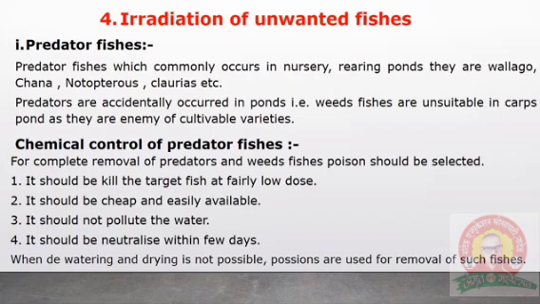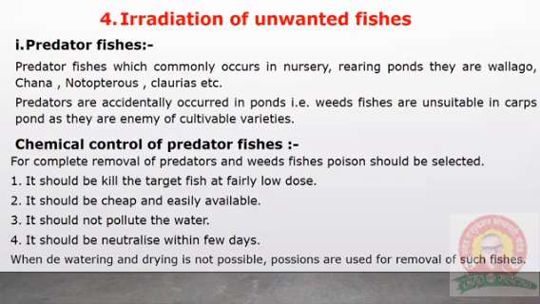The next title is the eradication of unwanted fishes. What do unwanted fishes mean? Unwanted fishes are predator fishes. Accidentally they come into the pond through the dam. When we are filling the nursery pond, at that time they come from the dam and accidentally enter the nursery pond. At that time, how can we control the predator fishes?